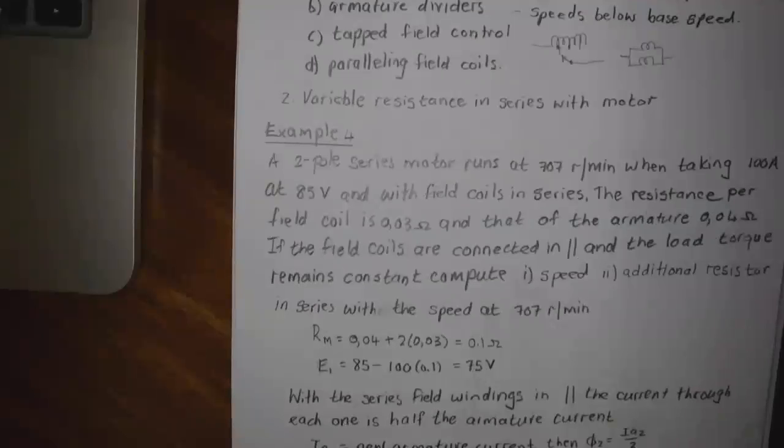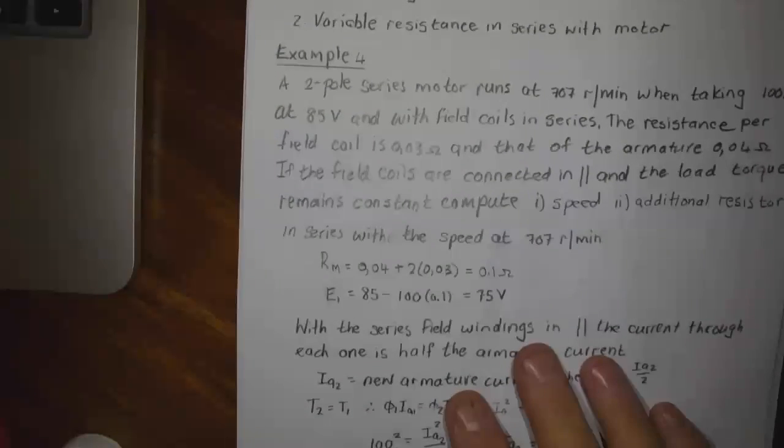A two-pole series motor runs at 707 revs per minute when taking 100 amps at 85 volts. And with field coils in series, the resistance per field coil is 0.03, and that of the armature is 0.04 ohm. If the field coils are connected in parallel and the load torque remains constant, compute the speed and the additional resistors in series with the speed at 707 revs per minute.